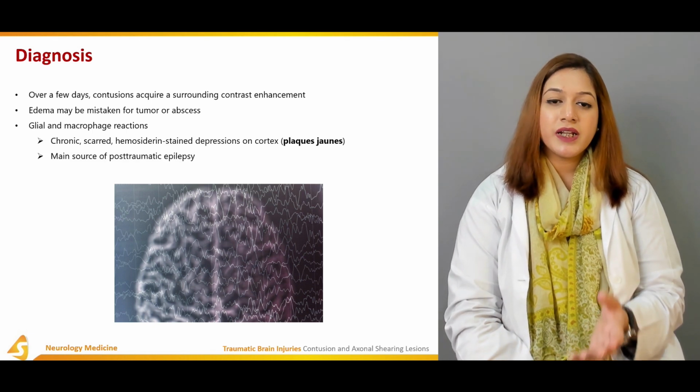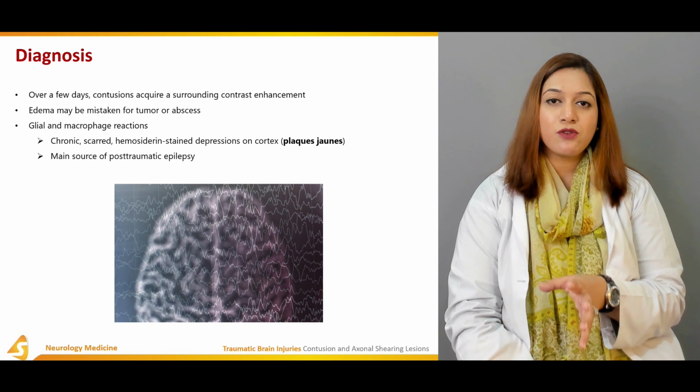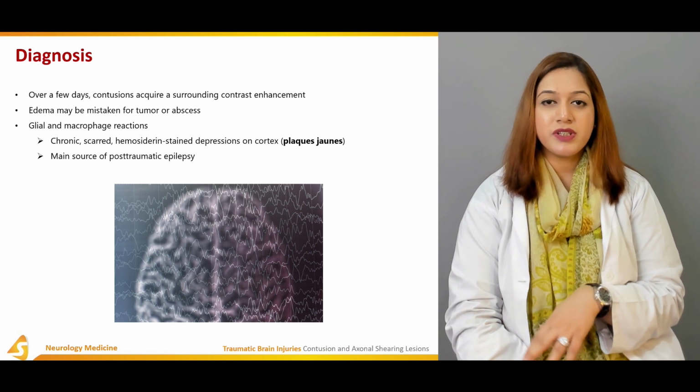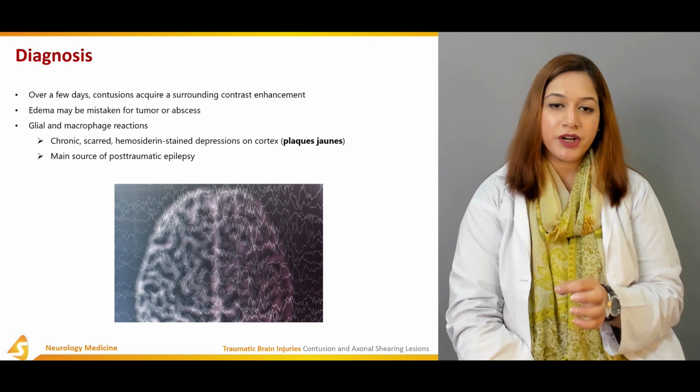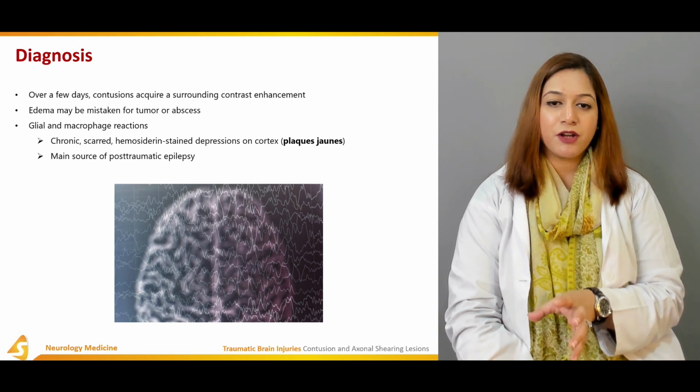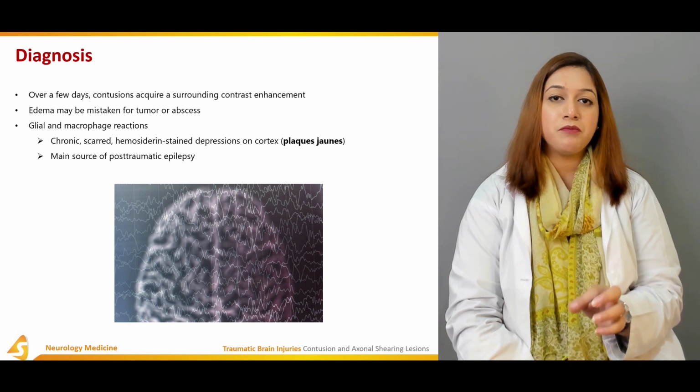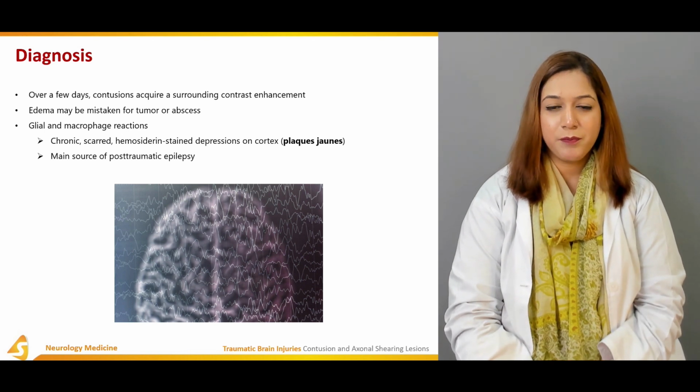Now, we said that glial and macrophage reactions cause plaques jaunes. What are plaques jaunes? These are basically chronic, scarred, hemosiderin-stained depressions on the cortex caused by glial and macrophage reactions, and these are the main source of post-traumatic epilepsy.